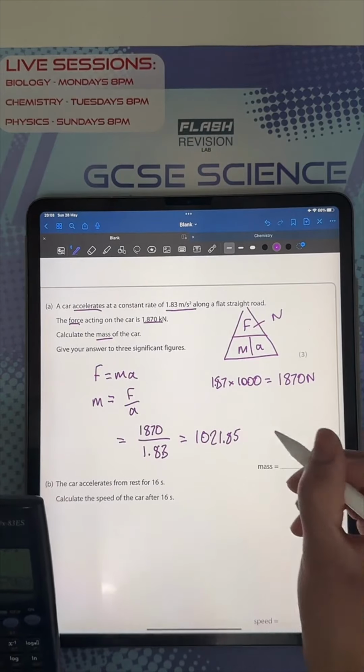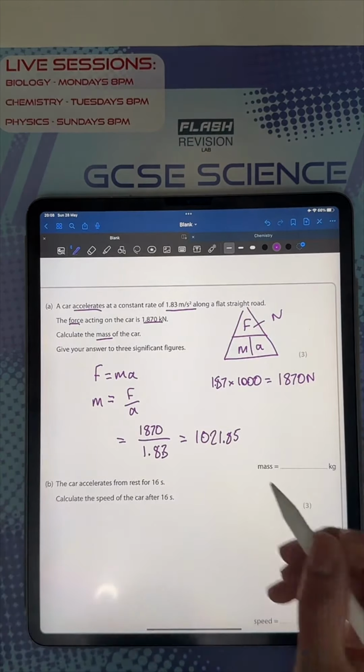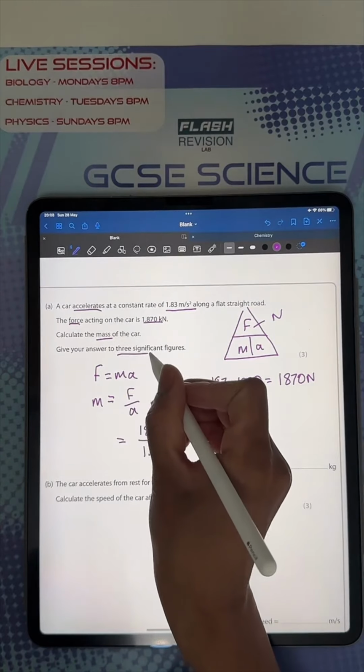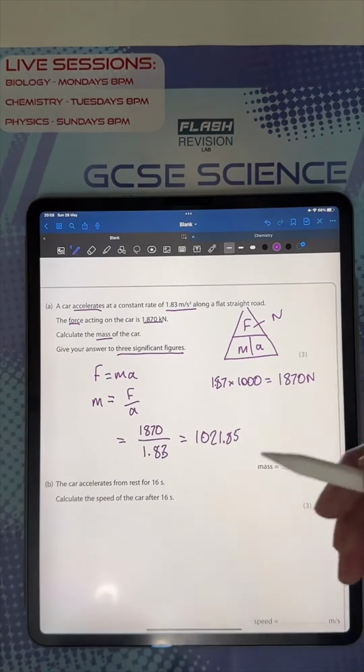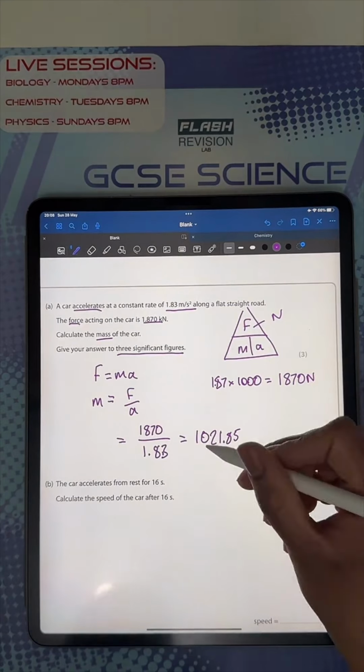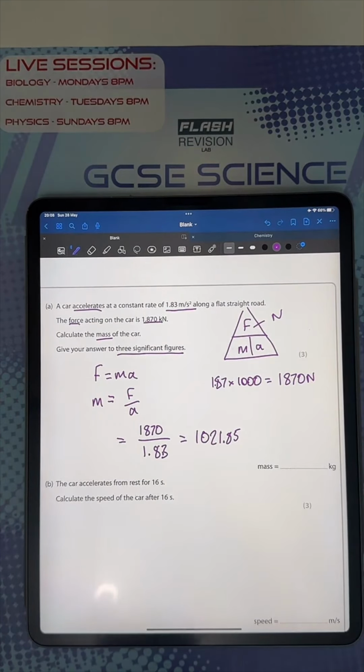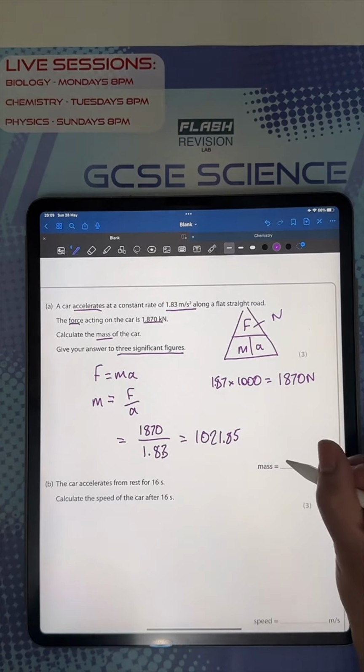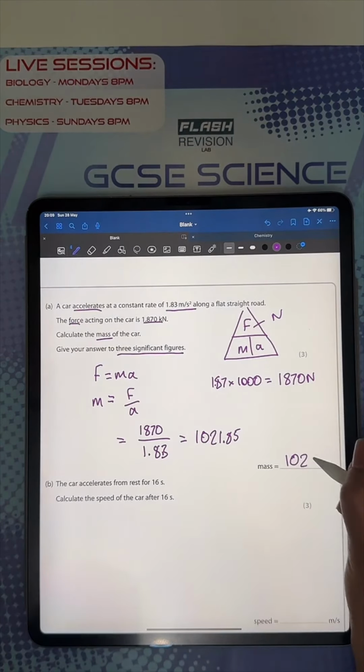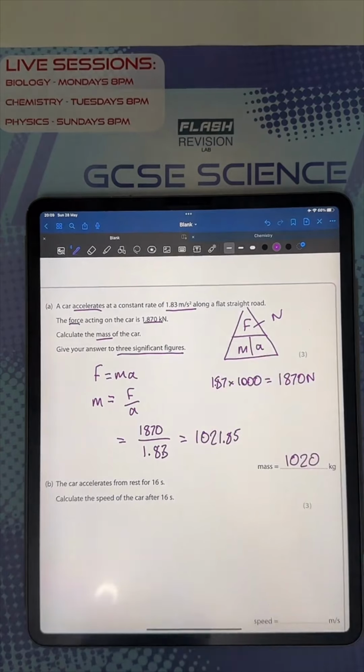1021.85, but that's not our final answer. We can't leave it like this because it says 3 significant figures. If it says that, that means you get a mark for that. If you don't write it to 3 significant figures, you're going to lose a mark. So that would be, yes, exactly, 1,020 is the final answer. So remember to do that if it asks you to.